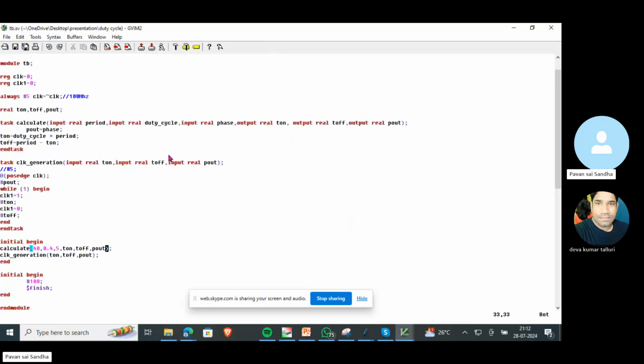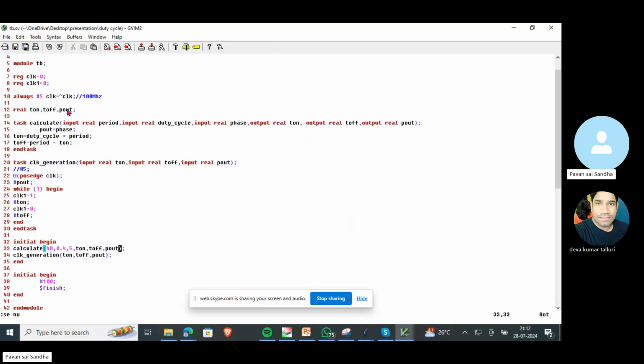Okay, here I am using a task, so it is best to use a task for a clock generation. Module TV, I am naming it as a TV. I am declaring and initializing both at the same time. We can do both at the same time or as we wish. And here I am generating it, taking this as a reference clock.